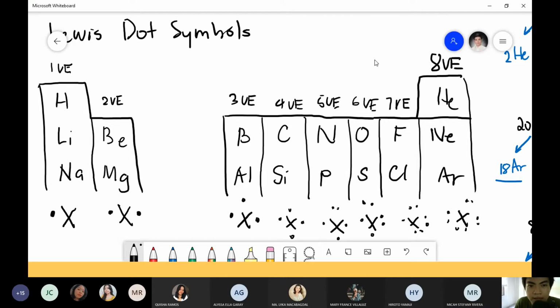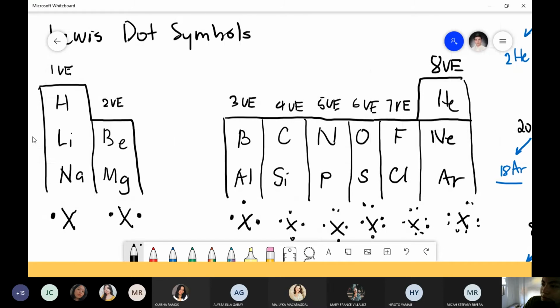Okay? Why is it that helium doesn't contain 8 electrons? The answer there is that the first energy level of the helium atom can only contain 2 electrons. Up to 2 electrons lang kasi. That's why. Okay, so only when you have a second energy level, you can accept up to 8 electrons. Okay, so that's the idea.